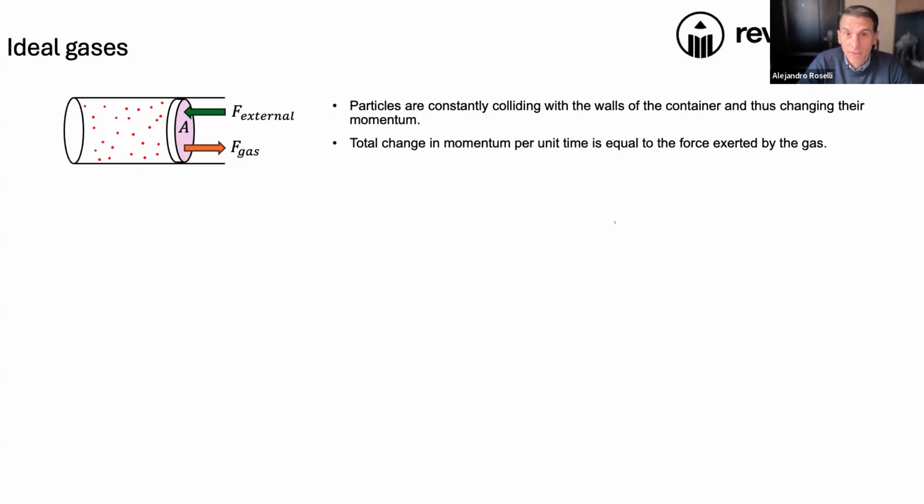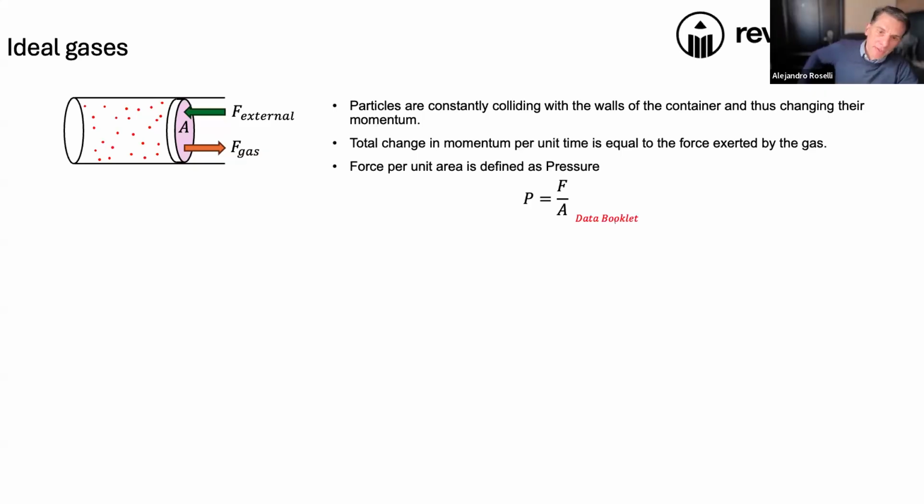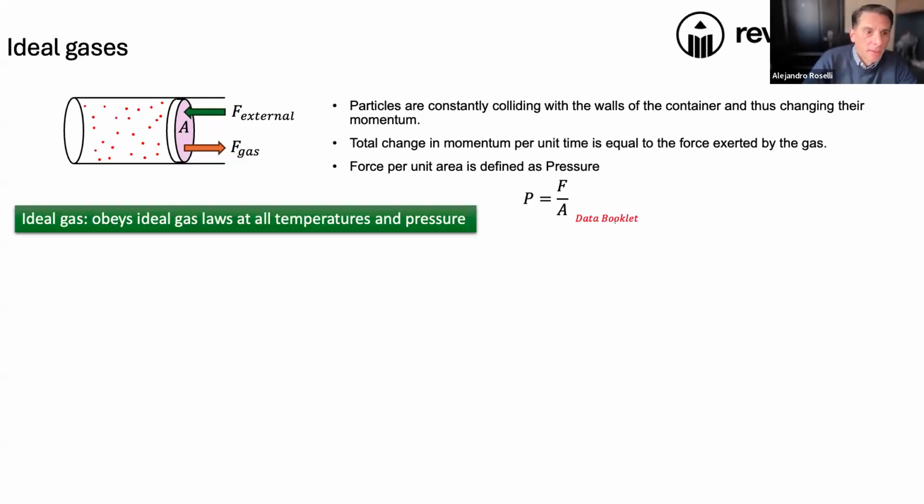The total changing momentum per unit time, the rate at which the total momentum is changing, is equal to the force exerted by the gas. And that force per unit area is defined as a pressure. That leads us into one of the first formulas that you will find in your data booklet: pressure equals force divided by area.